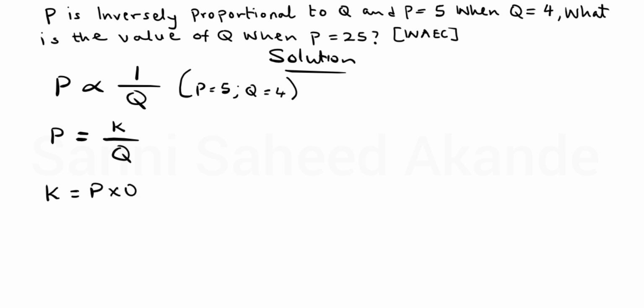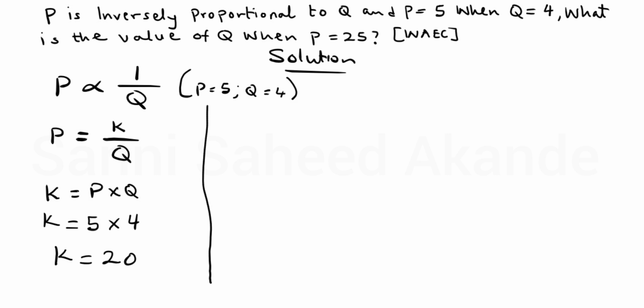Okay, so K is equal to, the value of P is 5 times Q is equal to 4. So K will be equal to 5 times 4, which is 20. So the formula connecting P and Q will be P is equal to K, which is 20, divided by Q. Now when P is equal to 25, what will be the value of Q? That's the question they ask us.